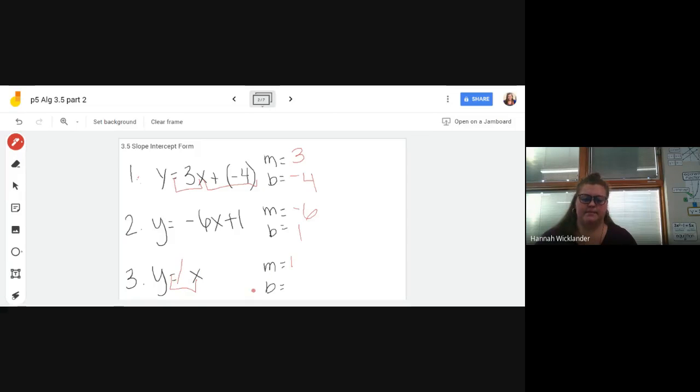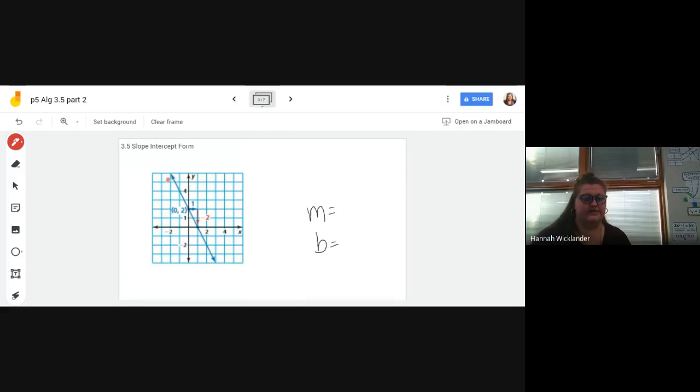Now for my b, it's anything from the x to the end of the equation. There's nothing there. So what would I put for my b? I'm going to put 0 here, because this time, since there is nothing, that really means there's nothing there. Yes, good job. 0 is my b. So for the equation y equals x, my slope is 1, and my y-intercept is 0.